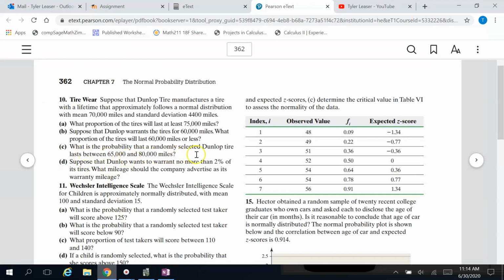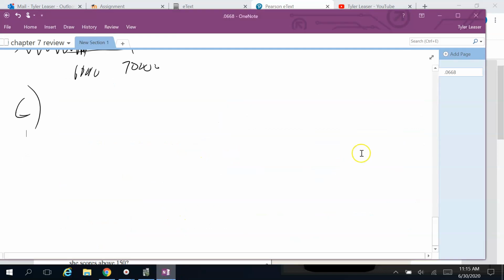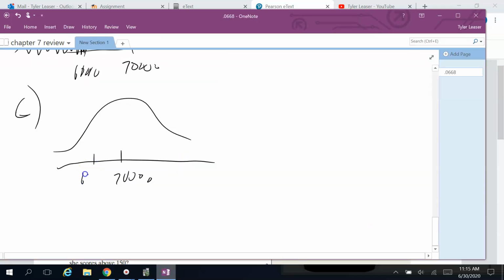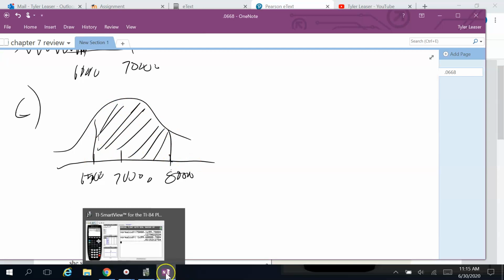What is the probability that a randomly selected Dunlop tire lasts between 65,000 and 80,000? So again, just to do this real quick, graphing it out, 70,000 is in the middle. I already forgot my two numbers. It was 65,000 and 80,000. So 65,000 is going to be here to the left of 70,000. 80,000 is going to be to the right, and we want to be in between these two numbers, and we're trying to find the area again.